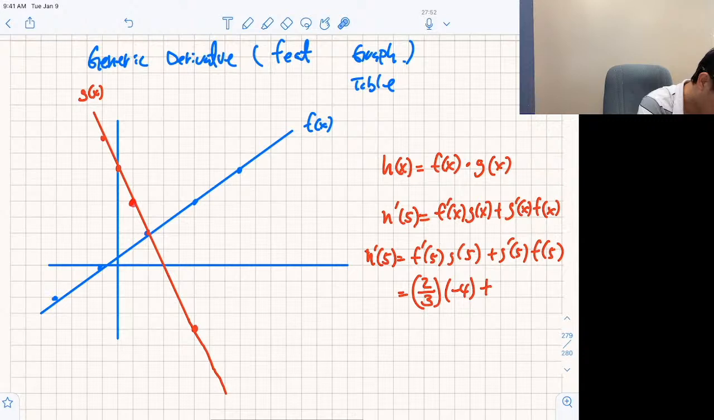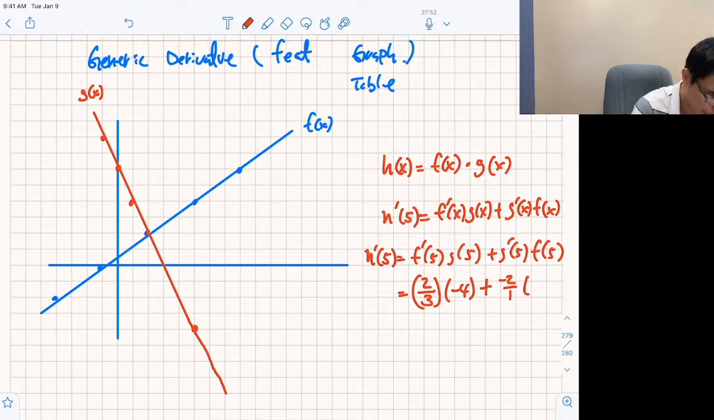Why is it negative 2? You look at this point, right? How far do they go down? Negative 2, right? How far do they go right? Plus 1. So it'd be negative 2 over 1. Does that make sense? Does that make sense or no? Caroline, does that make sense? Does it make sense for everybody?